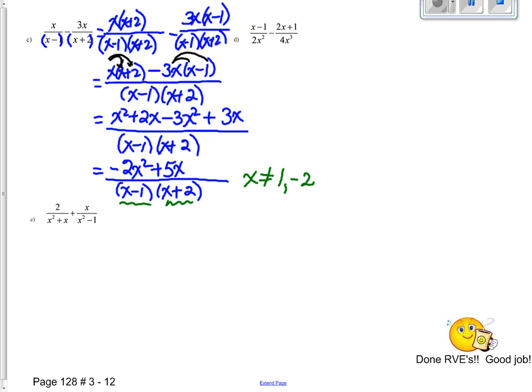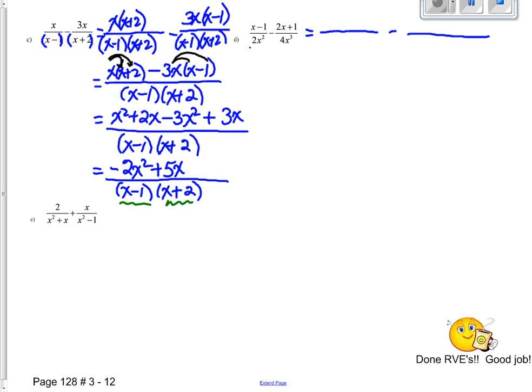I have two c's. Anyway, let's do d next. 8 minus 1 over 2x squared minus 2x plus 1 over 4x cubed. I want a common denominator that includes all of the factors.